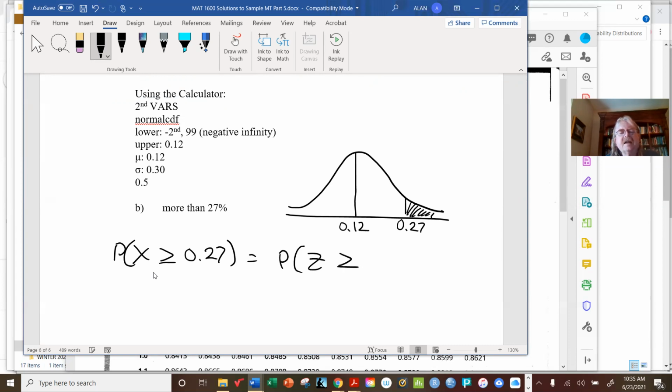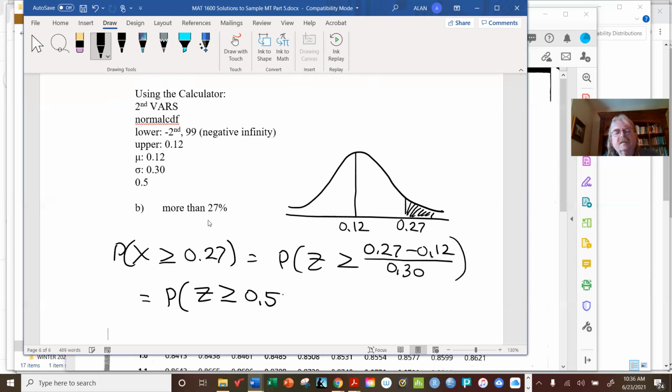So I'm going to convert this by subtracting the mean of 0.12 and dividing by the standard deviation of 0.30. Okay, so this is the probability that Z is greater than or equal to 0.15 over 0.30. This is 0.5. Okay, so if you do the calculations, 0.5.